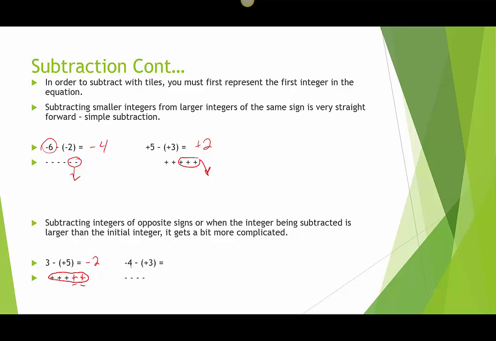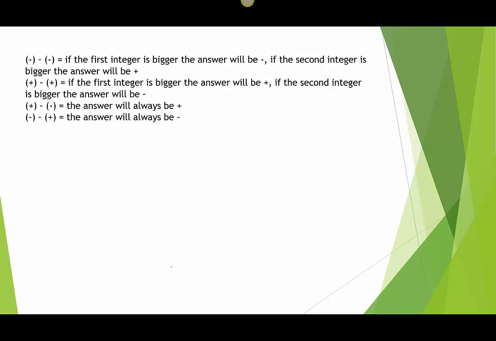Same goes here: 4 negatives, 1, 2, 3, 4. We want to take away 3 positives. We don't have 3 positives, so we're going to give ourselves 3 positives so that we have them to take away. When we give ourselves 3 positives, in order to keep this whole equation at a negative 4, we must zero pair these 3 positives. So now this set still represents a negative 4, but now you have 3 positives within this set. Now we can take away those 3 positives, and what do we have left? 7 negatives.